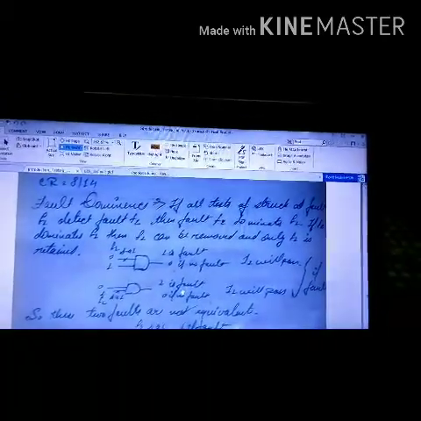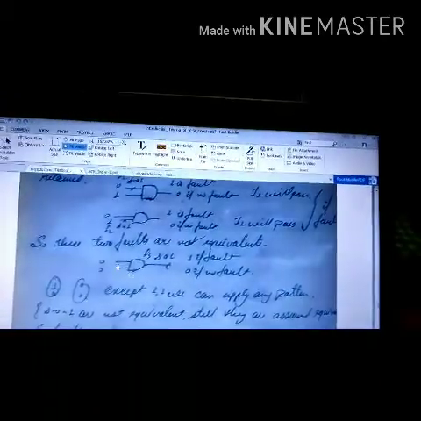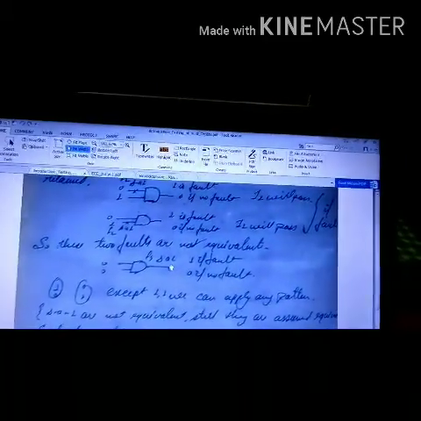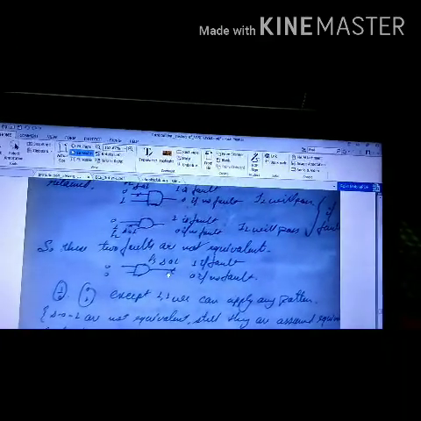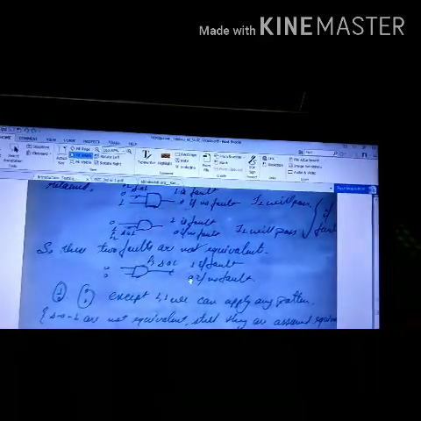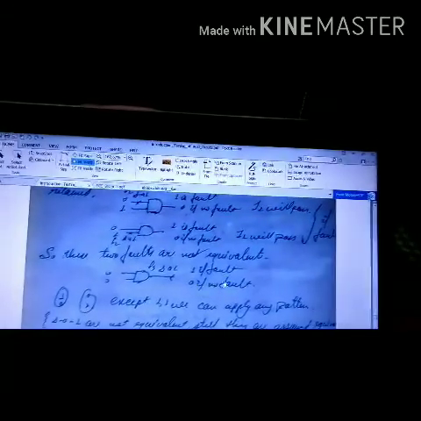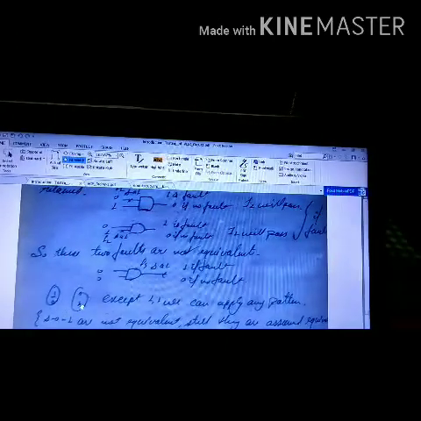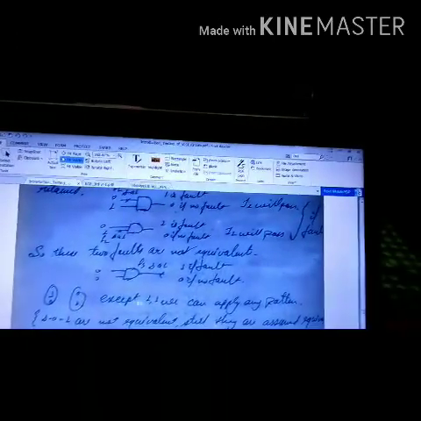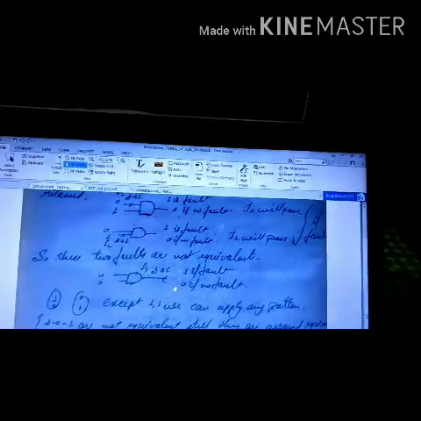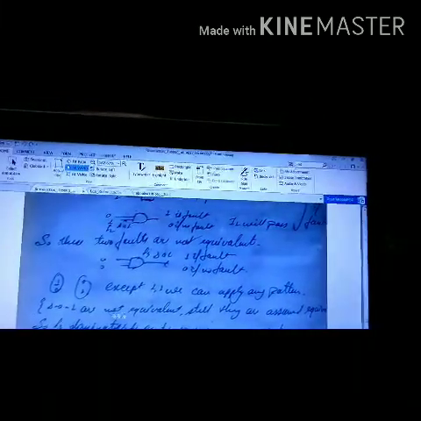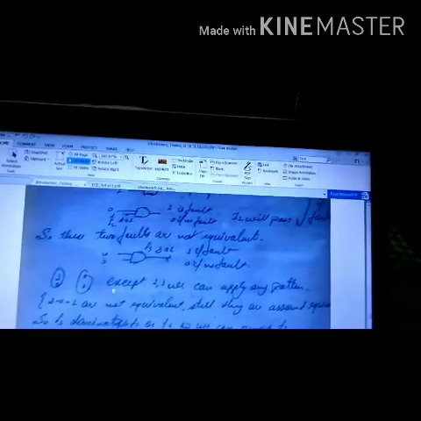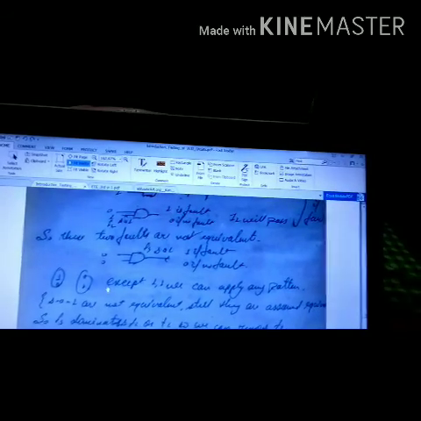And if I have taken a pattern 0 0 here and stuck at 1 is here, then what will happen? This will be 1 in the case of fault and 0 in the case of no fault. So 1 0, 0 1, except 1 1, all patterns can be applied. So stuck-at 1 faults are not equivalent, still they are assumed equivalent. So fault F3 dominates F2 or F1.